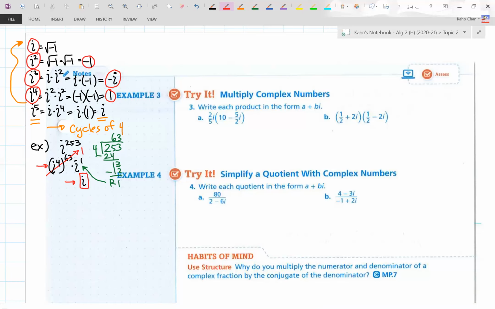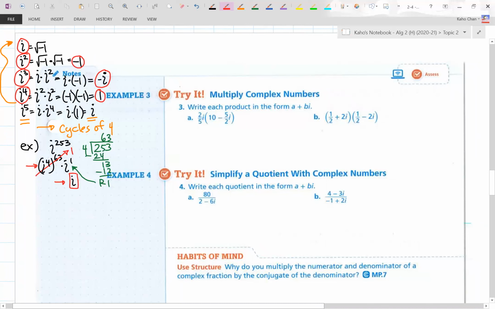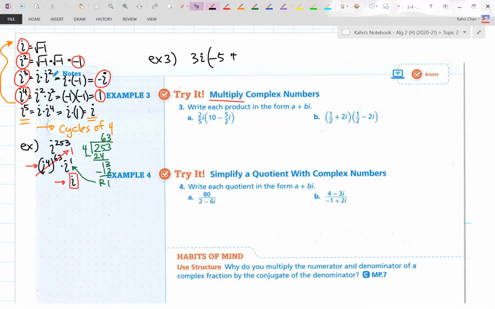Okay. Let's go ahead and try multiplication. These problems here are a little bit crazy, throwing fractions at you. So let's try an extra problem up the top for a really quick introduction. Here we go. Let's do 3i times -5 plus 2i.